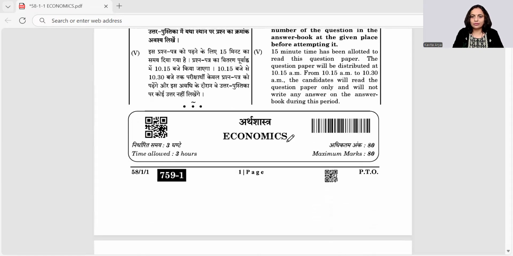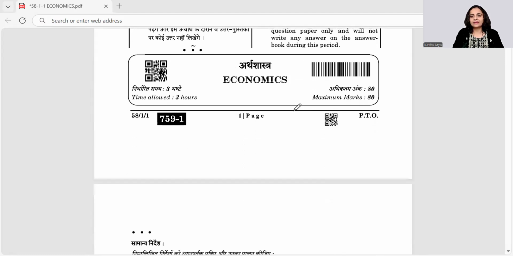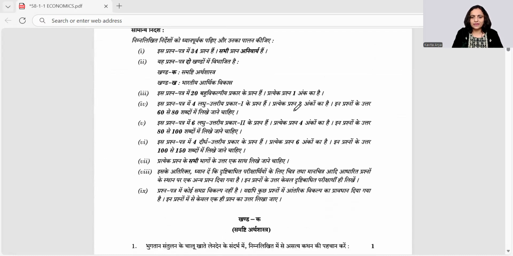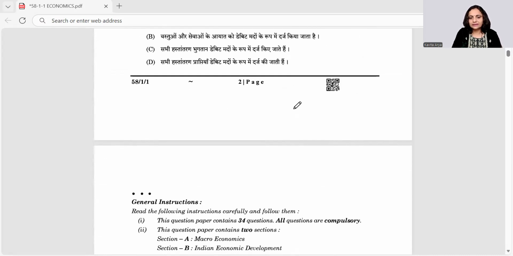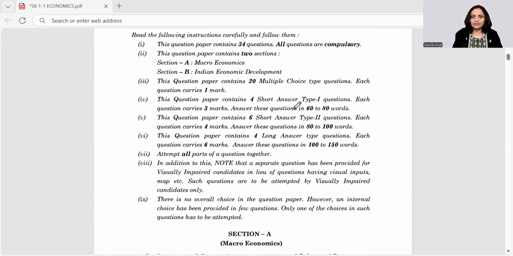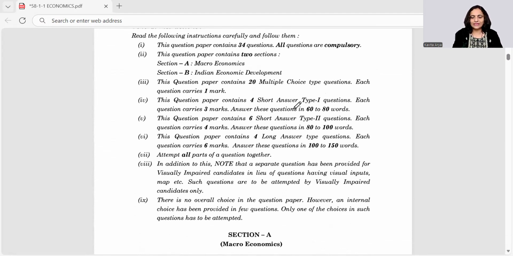You must give a good time of reading the same, right? The reading time is from 10:15 to 10:30, and then after 10:30, you begin. One side of the question paper is in Hindi, and on the other side, we have English, right? General instructions, as you are well aware of, the paper contains 34 questions, 2 sections are there, macro and Indian eco, 10 1-marker, 2 3-marker, 3 4-marker, 2 6-marker questions are there in both the sections.